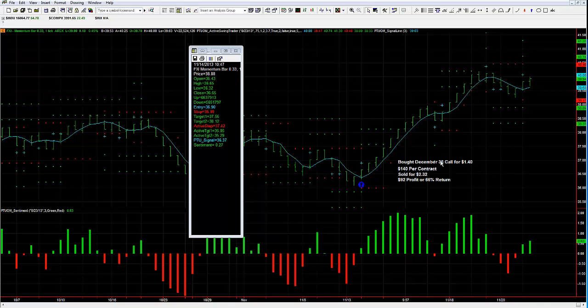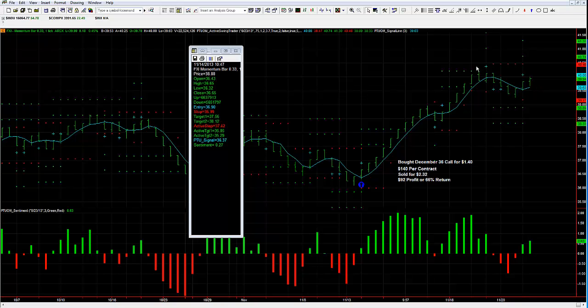I bought the December 36 call for $140 a contract. I sold it out, booked $92 of profit. Okay, doesn't seem like a whole heck of a lot of profit, but remember, we only paid $140 to begin with, so that was a 66% return. Okay, that's a phenomenal return there in just a few days.